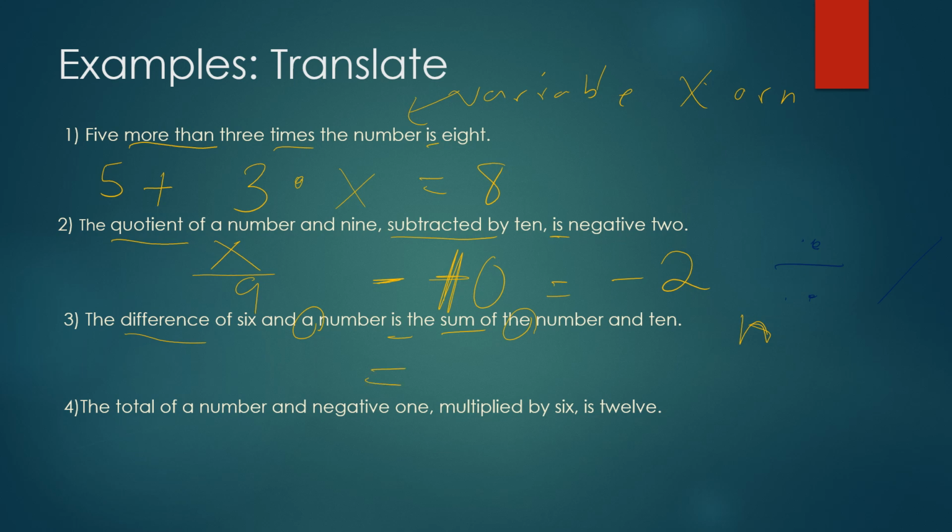The difference of 6 and a number is equal to a sum. So we're going to be subtracting, equaling some sort of sum, where difference is subtraction and sum is addition. Now the question becomes, what are we subtracting? Here we're doing 6 minus the number. On this side we're doing the number and 10.